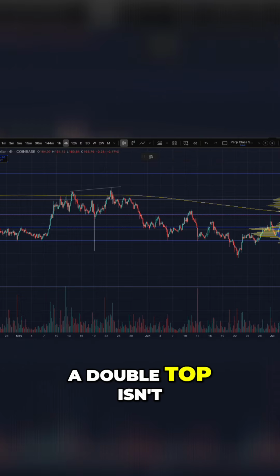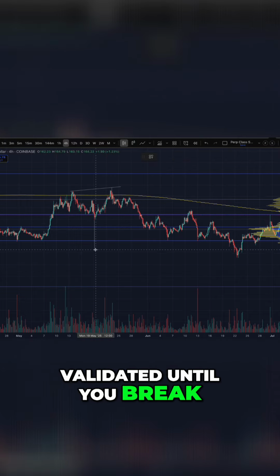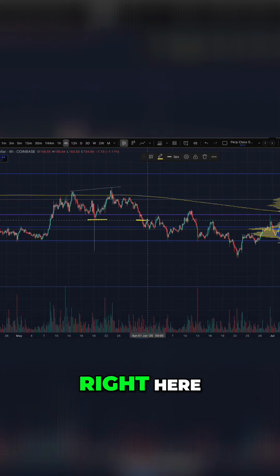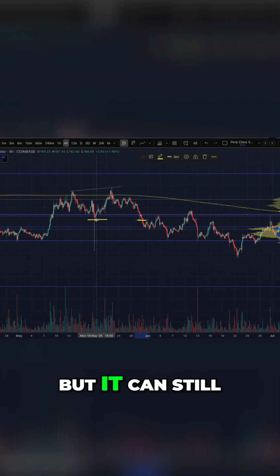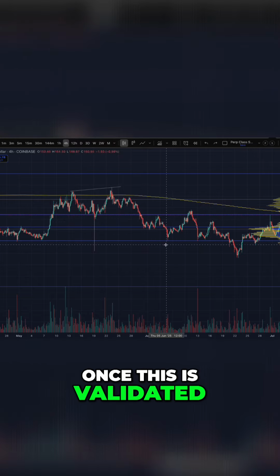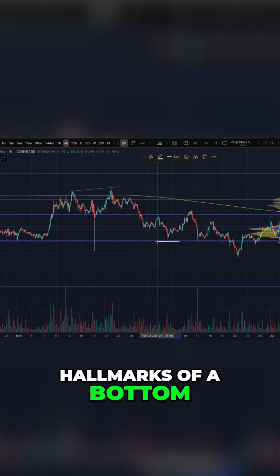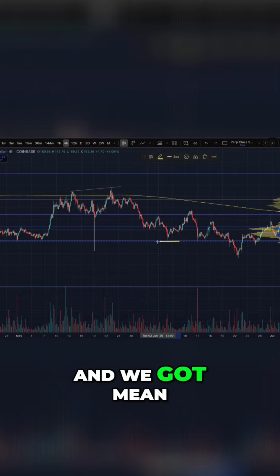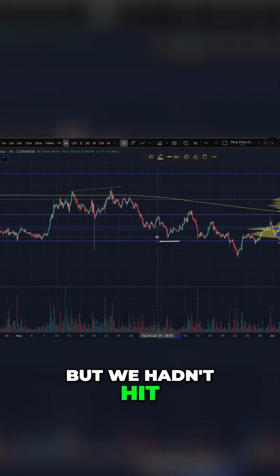Now, a double top isn't validated until you break below that lowest price point. So until we broke down right here, this wasn't a valid target, but it can still give you a zone to aim for. And in this downtrend, once this is validated, this had all the hallmarks of a bottom in terms of the charts being oversold on the RSI, and we got mean reversion signals, but we hadn't hit the price target yet.